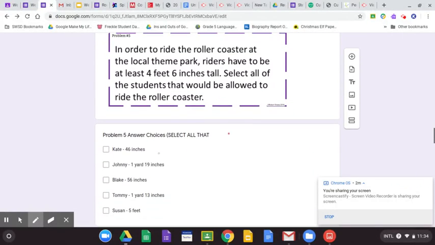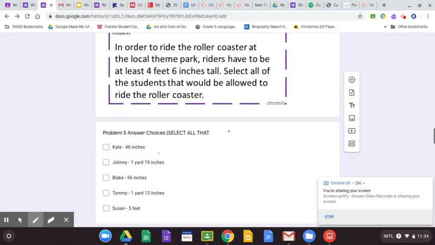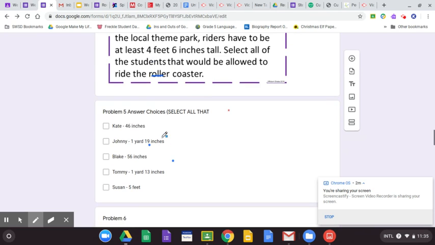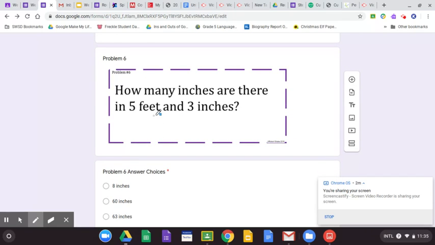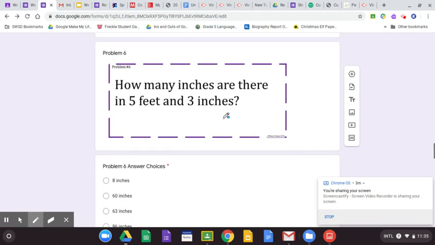This one says in order to ride the amusement park ride, riders have to be at least 4 feet and 6 inches tall. So you need to go through and actually figure out all of these different conversions. So 46 inches, is that 4 feet 6 inches or more? Because it has to be at least. So you could be 5'2" and be able to be on the roller coaster. So anything above 4 feet 6 inches, then I would check it. It says select all that apply. This one here, how many inches are there in 5 feet and 3 inches? So you change that into inches and then add 3 inches.